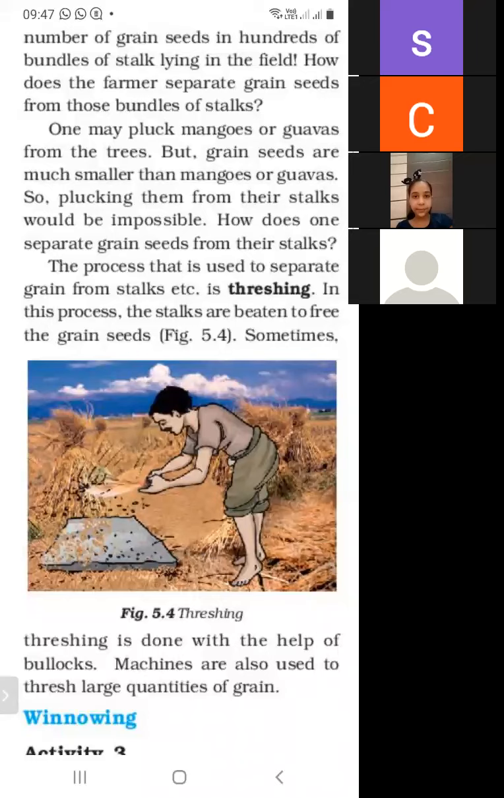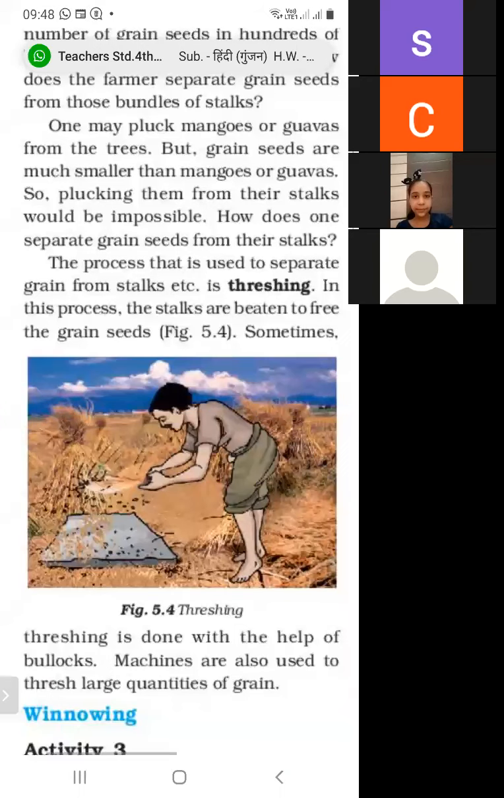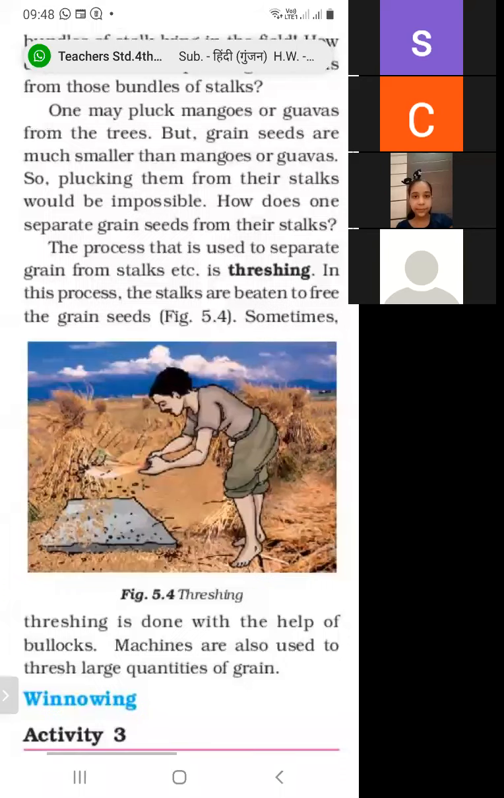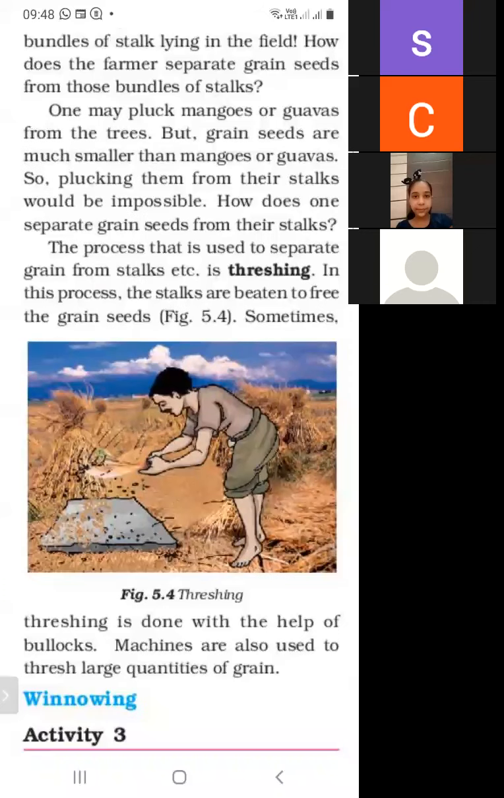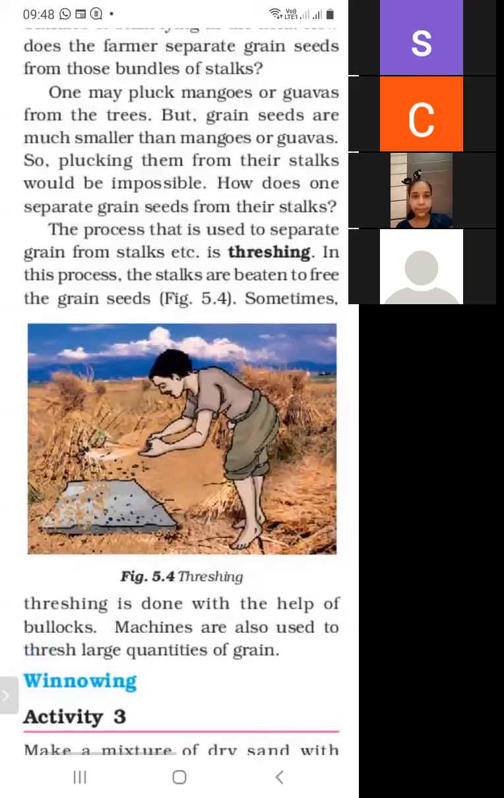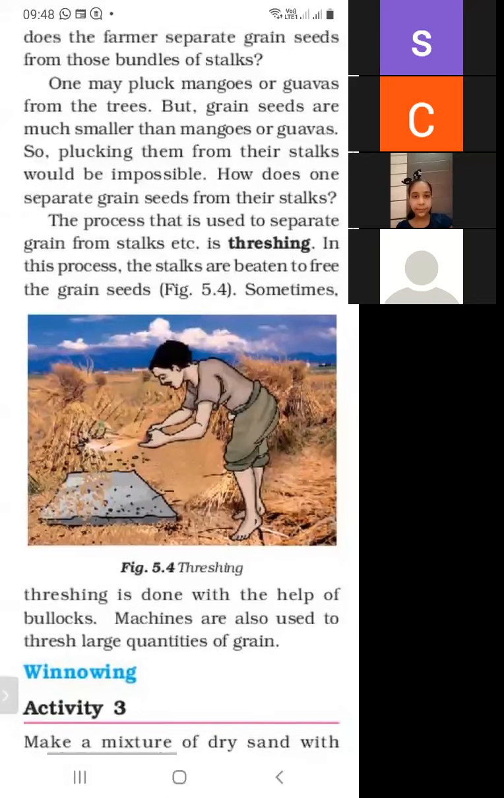And how can we separate these seeds from the stalk? Bullocks will press on the stalks, and then the grain is separated from the stalk. Why can we not use hand picking for the separation of grains from the stalk? Because in each stalk so many grains are present that we cannot separate them with our hands, so we cannot use hand picking here. So this is the process of threshing.